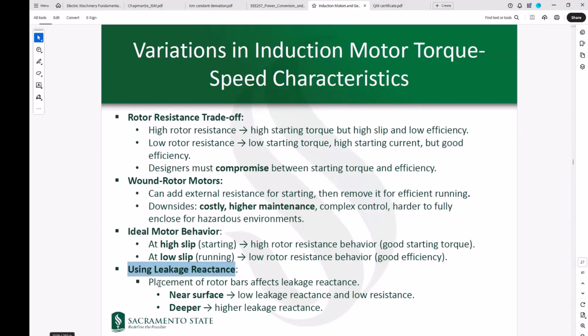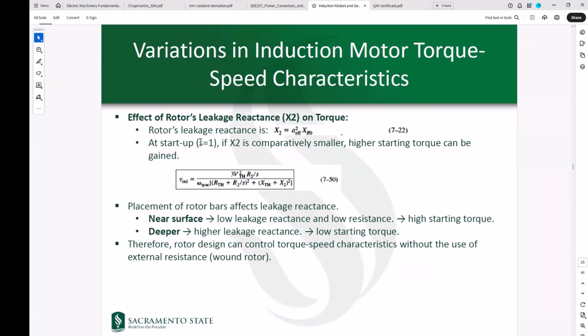So it turns out that placement of the rotor bars will affect that leakage reactance. If you put the rotor bars of the machine near the surface, you would have lower leakage reactance and lower resistance. But if you put those bars deeper in the rotor, it results in higher leakage reactance. So again, look at it here in more detail.